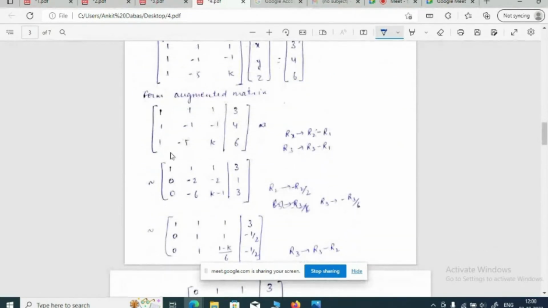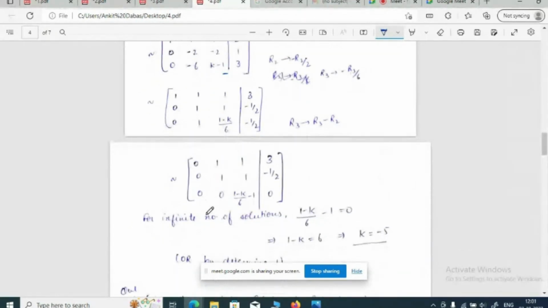Now we will apply R2 changes to R2 minus R1, R3 changes to R3 minus R1. We will get this. For easier computations, you can divide row 2 by 2, row 3 by 6, then compute R3 changes to R3 minus R2. So this 1 minus 1 will be equal to 0. We will get a term, this term here only, and all other terms in this will be 0.